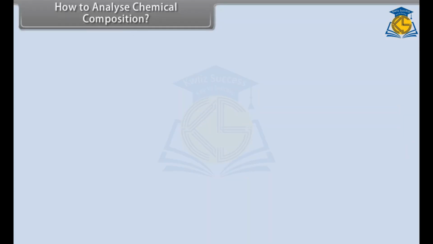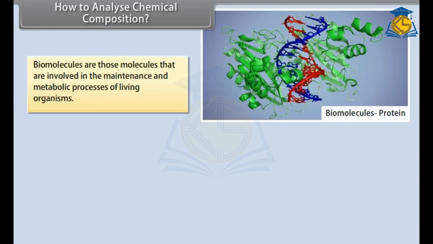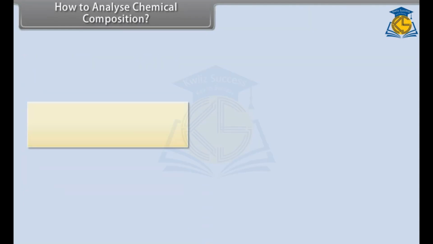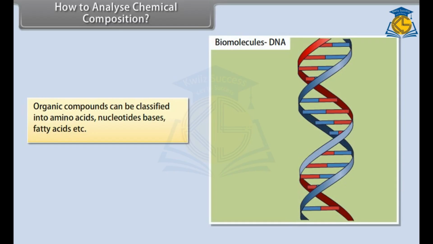How to analyze chemical composition. Biomolecules are those molecules that are involved in the maintenance and metabolic processes of living organisms. Most of the chemical compounds present in living organisms always contain carbon and hydrogen, and their carbon atoms are covalently bonded to form straight chain, branched chain, or ring structures. Organic compounds can be classified into amino acids, nucleotides, bases, fatty acids, etc.